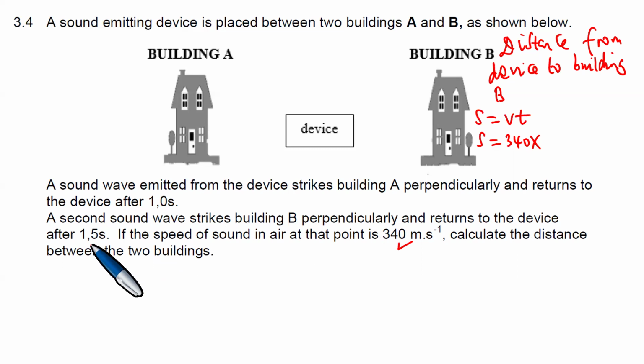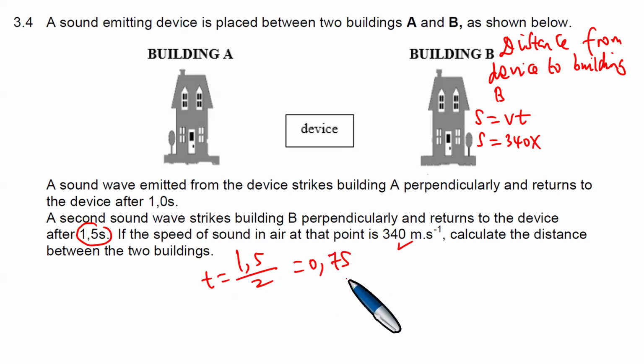So if it is after 1,5 seconds, it returns. So you must say 1,5 seconds divided by 2, and the time there is 0,75 seconds. You put here 0,75 seconds. And then the 340 times that will give us exactly 255 meters.